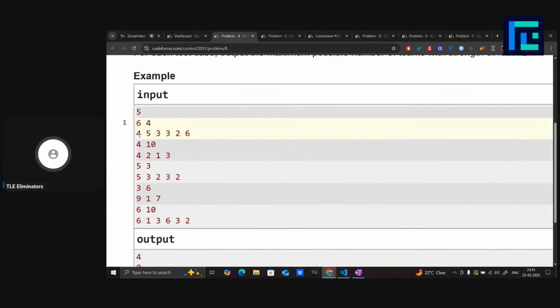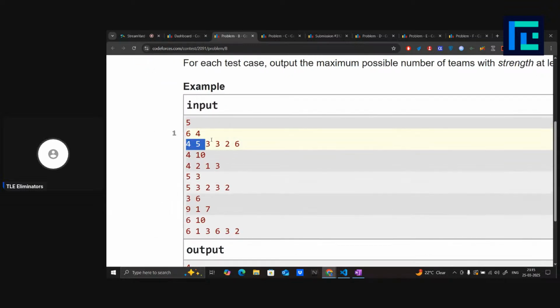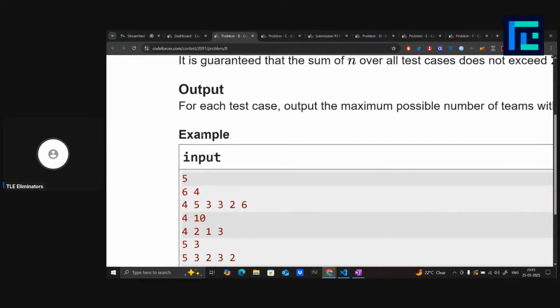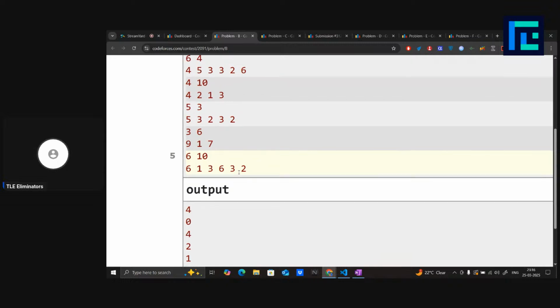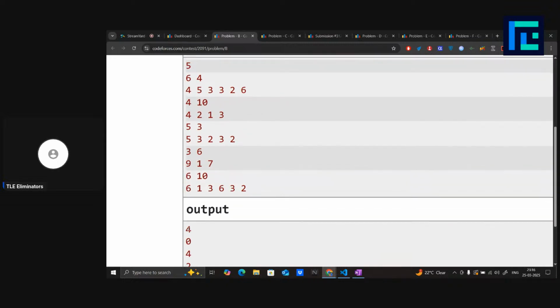So like here we have been given 6 students and their skills, and the value of x is 4, and we have to make the maximum number of skillful teams, or strong teams, right? And we have to print the maximum number. So in this case they are saying that the maximum number of strong teams is 4. All right.